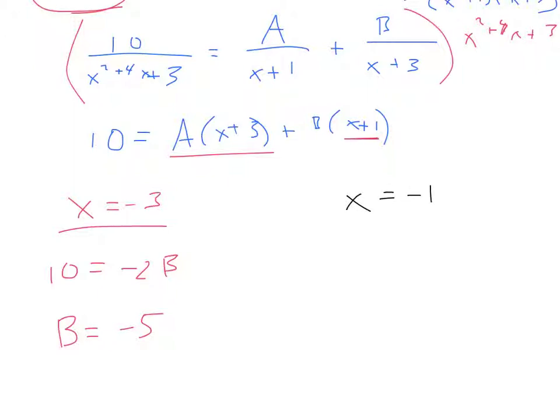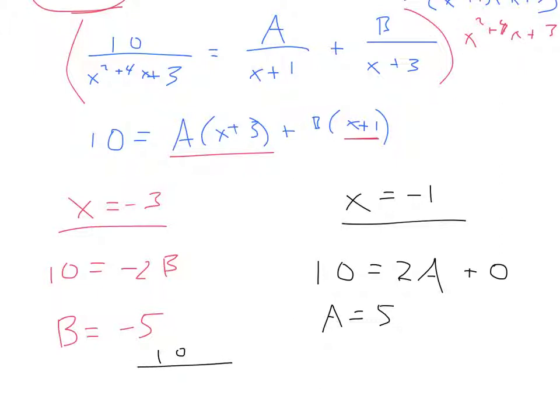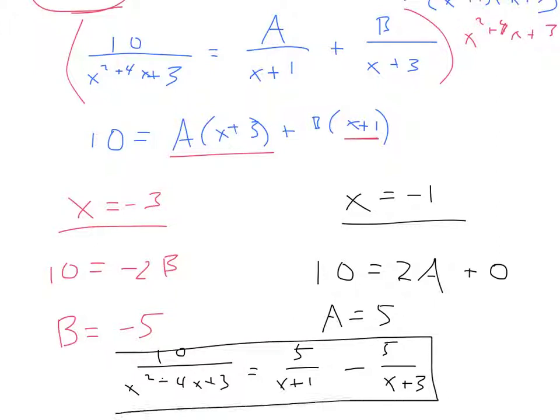Then I'll let x be negative 1. When I do that, I get 10 equals 2a plus 0. In short, a is going to end up being 5. So at the end of this, my conclusion is that I can write 10 over x squared plus 4x plus 3 as 5 over x plus 1 minus 5 over x plus 3. That is how partial fraction decomposition works. I'm now going to use that with a series.